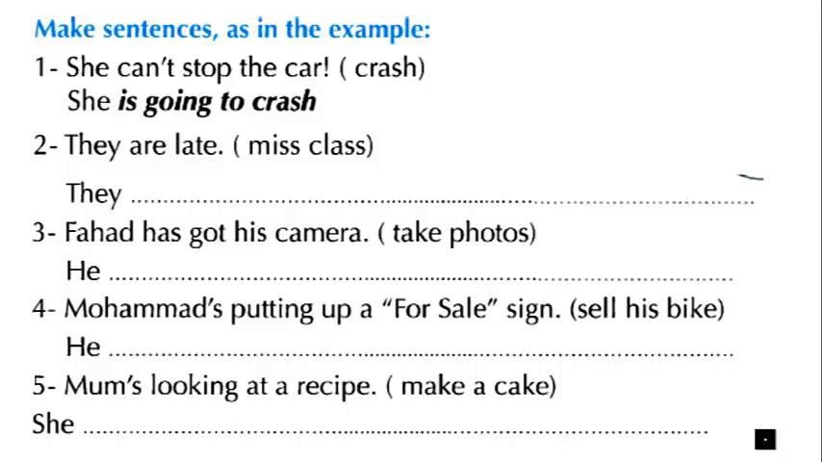Number 2: they are late. Use miss class. Number 3: Fahd has got his camera. Use take photos. Number 4: Muhammad's putting up a for sale sign. Sell his bike. Use it. Number 5: Mom's looking at a recipe. Use make a cake. Pause this video and take your time. Think more to answer well.